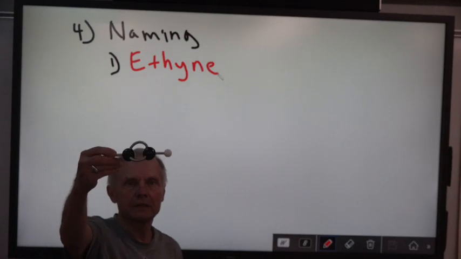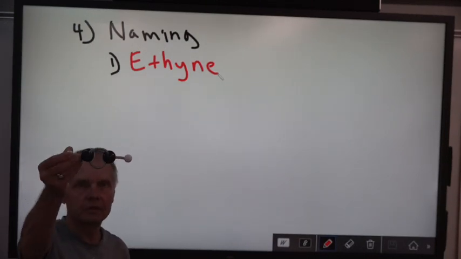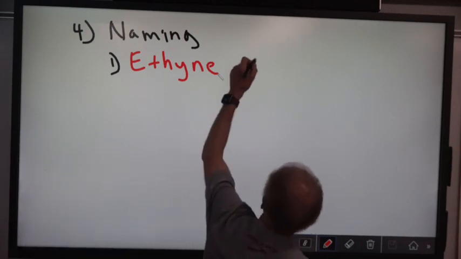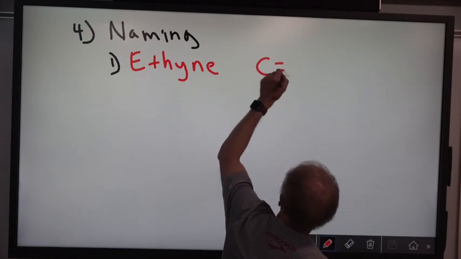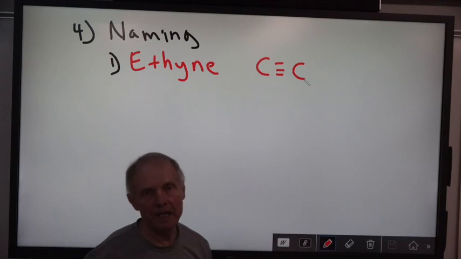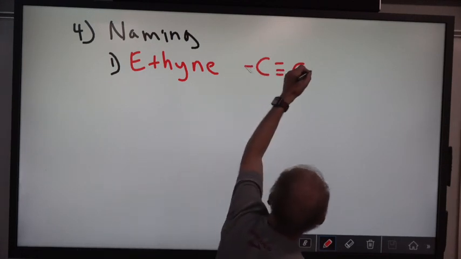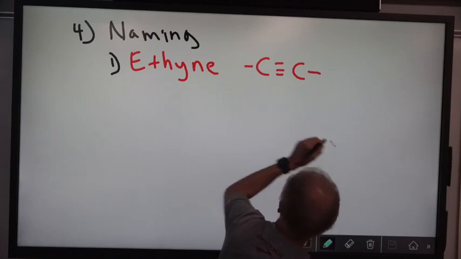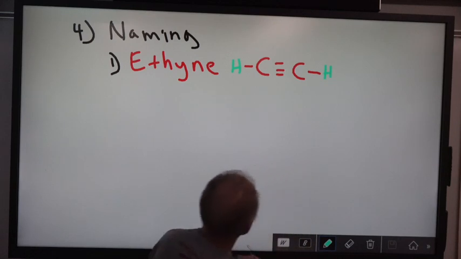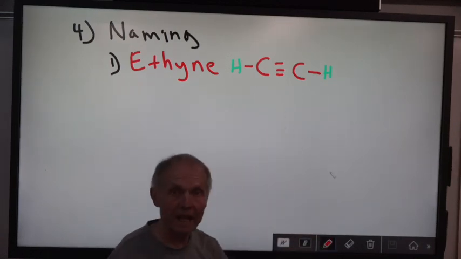Here's what it looks like. It's got a triple bond between the 2 carbons. Ethyne. So we're going to go like this: C triple bond C. If it's got a triple bond, that carbon already has 3 bonds, only needs 1. And that one only needs 1. So I'll draw these. So that's what this looks like. And that's C2H2.